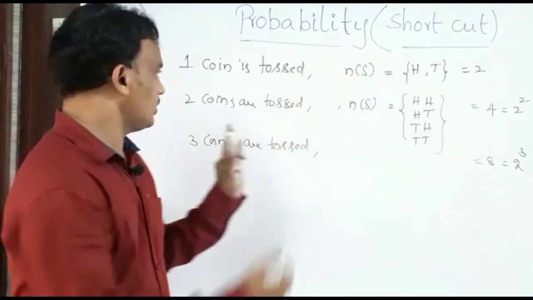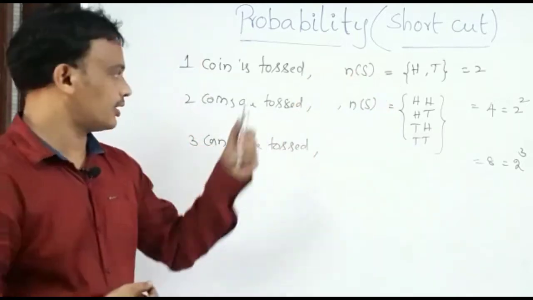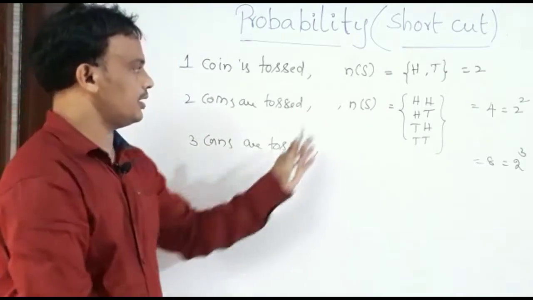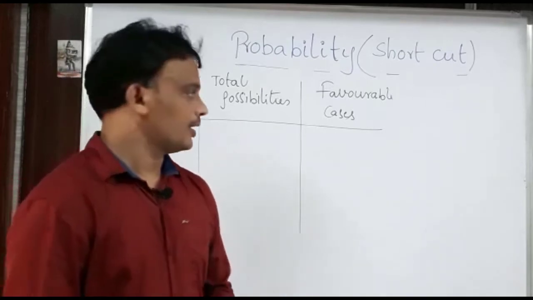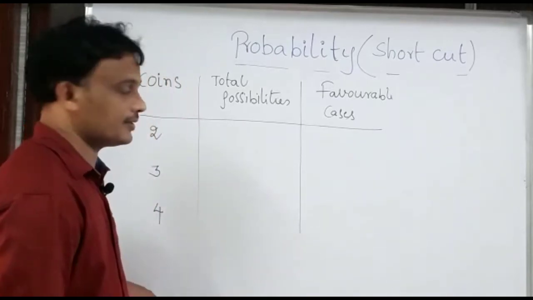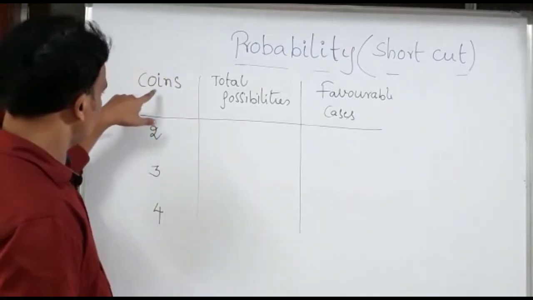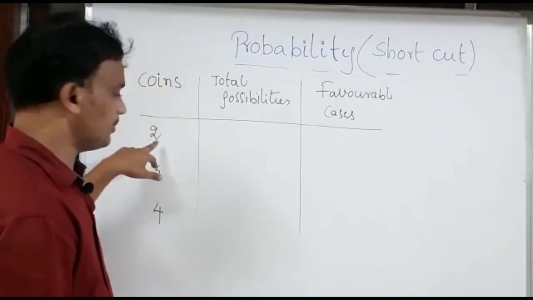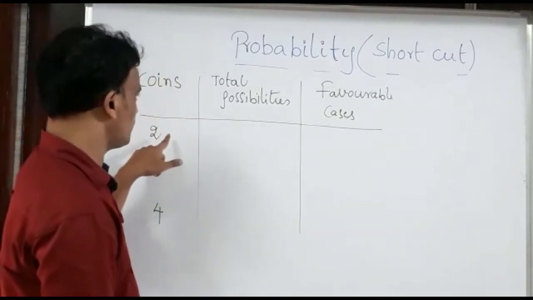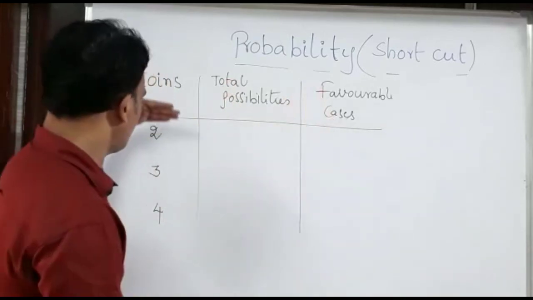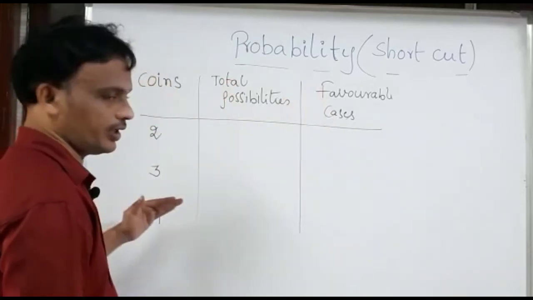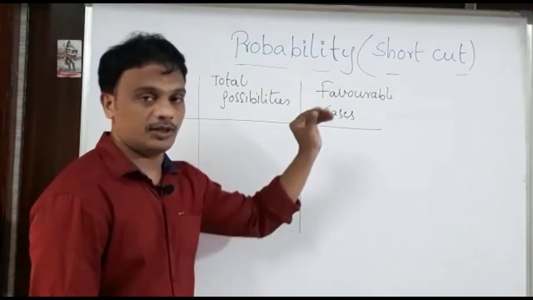Let us see some problems based on coins when the coin is tossed. These are all the favorable chances. Coming to some different cases when the coin is tossed 2 times, what are the total possibilities and what are the favorable cases? Similarly, when the coin is tossed 3 times and 4 times, I am going to explain this by using the shortcut.